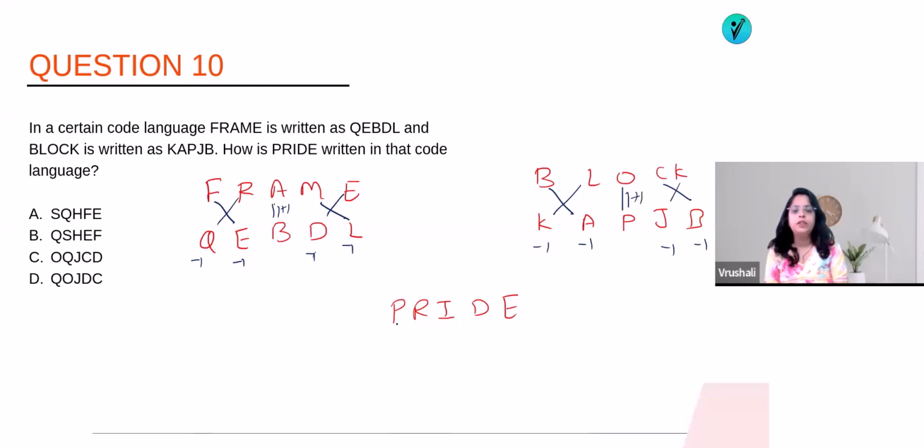So similarly we will do here. P's previous letter is O, R's previous letter is Q, I plus 1 is J, D's is C and E's is D. So QOJDC, that is option number D, is the answer.